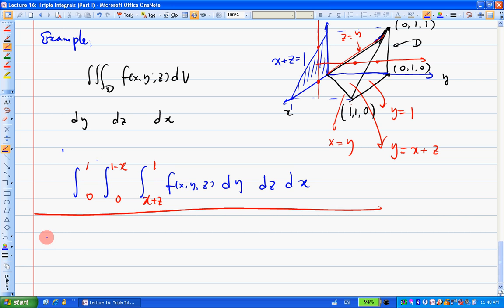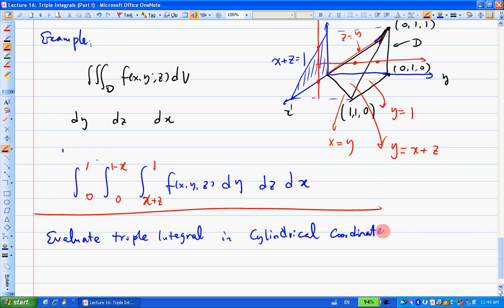So the next one here is, just like a double integral, you can also evaluate a double integral using polar. But now we're in 3D space. We're going to evaluate this triple integral in so-called cylindrical coordinates.